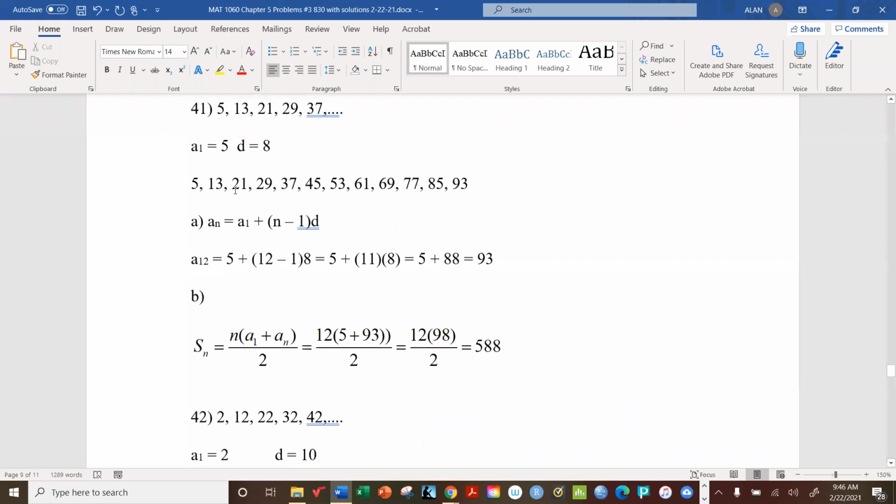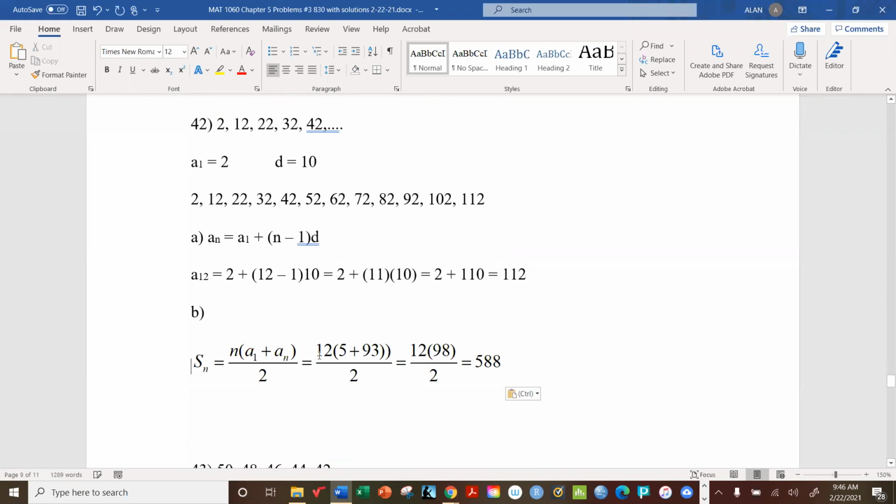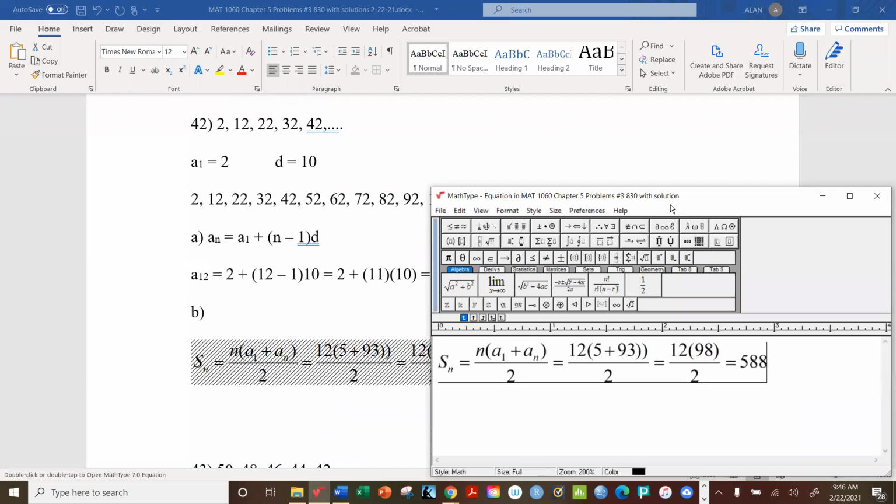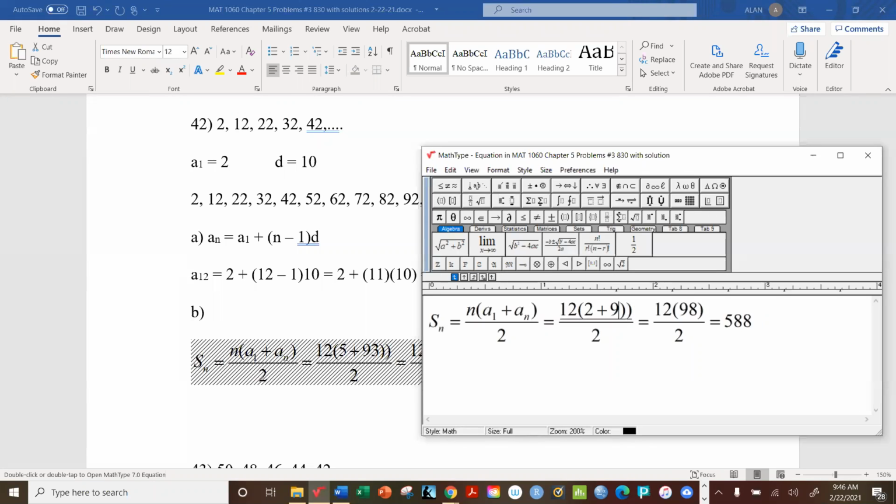And then let's grab this formula. I'm editing it or recycling it, I guess we could call it. So now the only thing I have to change is the first term is 2. The 12th term is 112. And so here I've got 12 times 114. And that's going to bring me to 684.